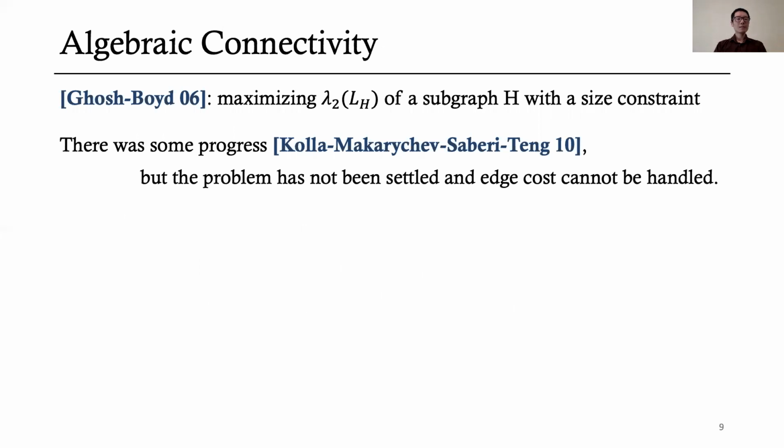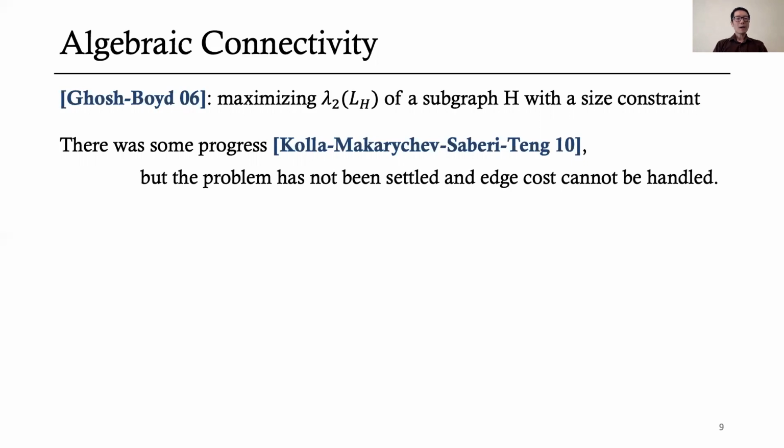Let's consider some specific examples. The first example is algebraic connectivity, which is defined as the second smallest eigenvalue of the Laplacian matrix of a graph. Ghosh and Boyd considered such a problem where we want to find a subgraph with certain sizes to maximize the algebraic connectivity. There was some progress towards this problem, but in general, the problem has not been settled. In particular, the known results cannot handle general edge costs.